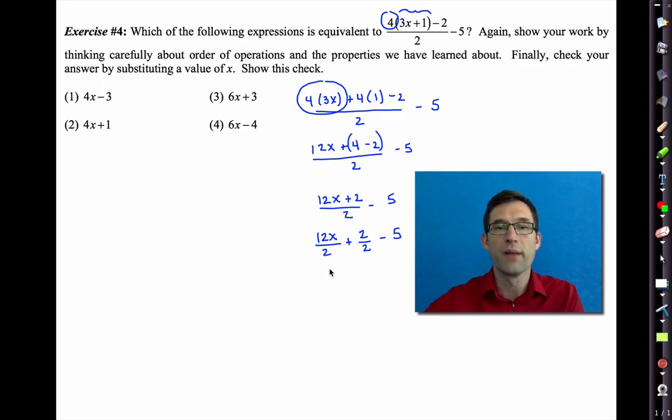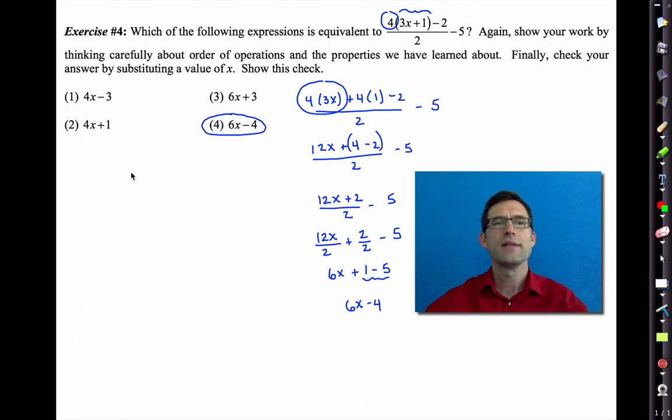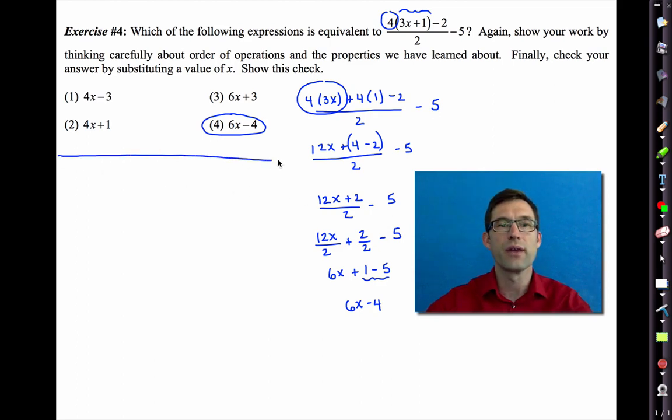Here I'll do 12 divided by 2, and I'll get 6x. Here I'll get 2 divided by 2, which is 1, and minus 5. And again, I'm going to group these 2 together, associative property, and I'm going to get 6x minus 4. There we go. Let's do a little test. We'll put the test over here right now. Kind of cordon off.